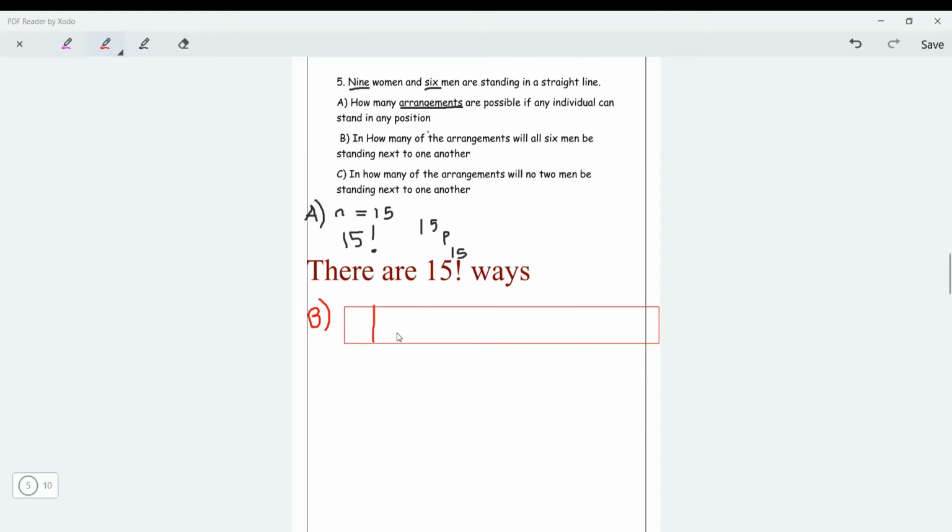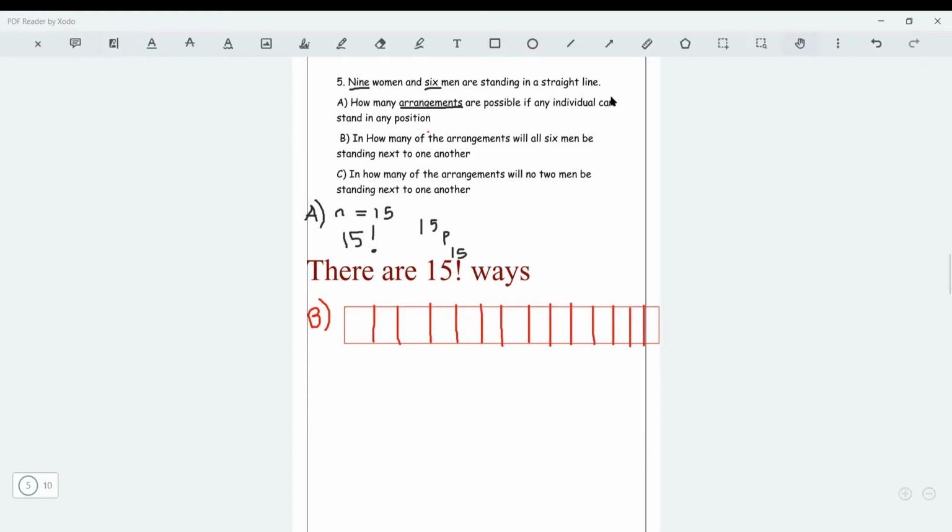1, 2, 3, 4, 5, 6, 7, 8, 9. I might not have enough space. 10, 11, 12, 13, 14, and 15. This is it. That's 15. And what do we know now? This is 15, and since this is 15, what do we know?